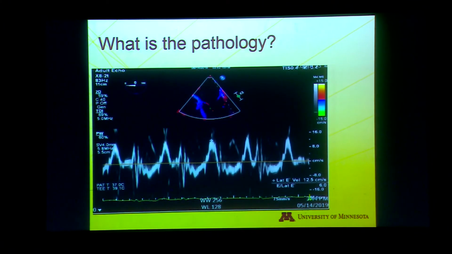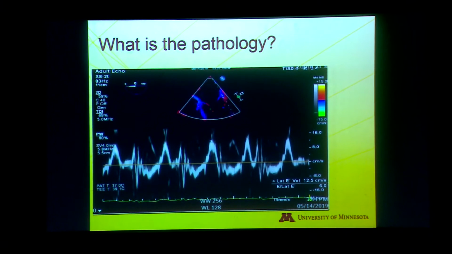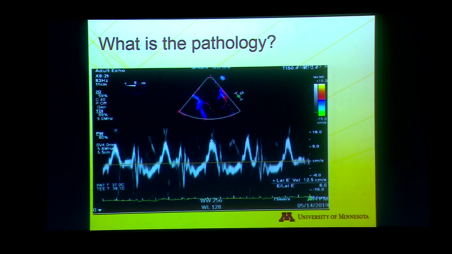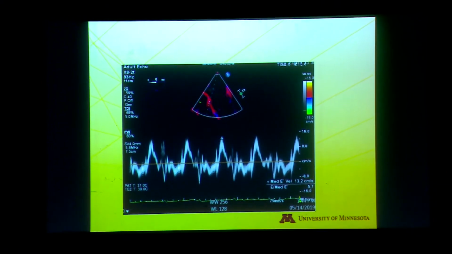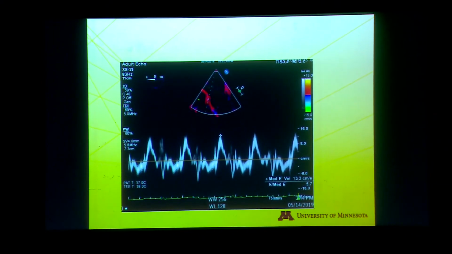Pop quiz, just to see if you guys are awake. This is from a patient who came to us for, I'll tell you what the procedure was later. His lateral E prime velocity was 12.5. Then the medial one was 13.2. Let's say the medial was not 13 but 19. What do you think the pathology here is? Okay, and there's a name for that, right? What is it called? Annulus reversus.